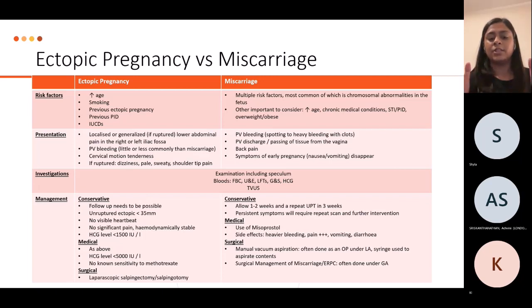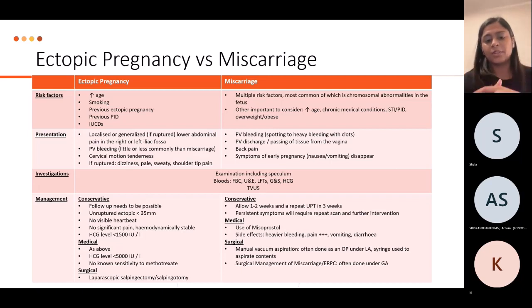In terms of presentation, you get very similar presentations. It's usually abdominal pain and PV bleeding, but the way I like to think about it is that with miscarriage, PV bleeding is more commonly the predominant symptom, and with ectopic, it's predominantly pain that is often localized to one side or the other.